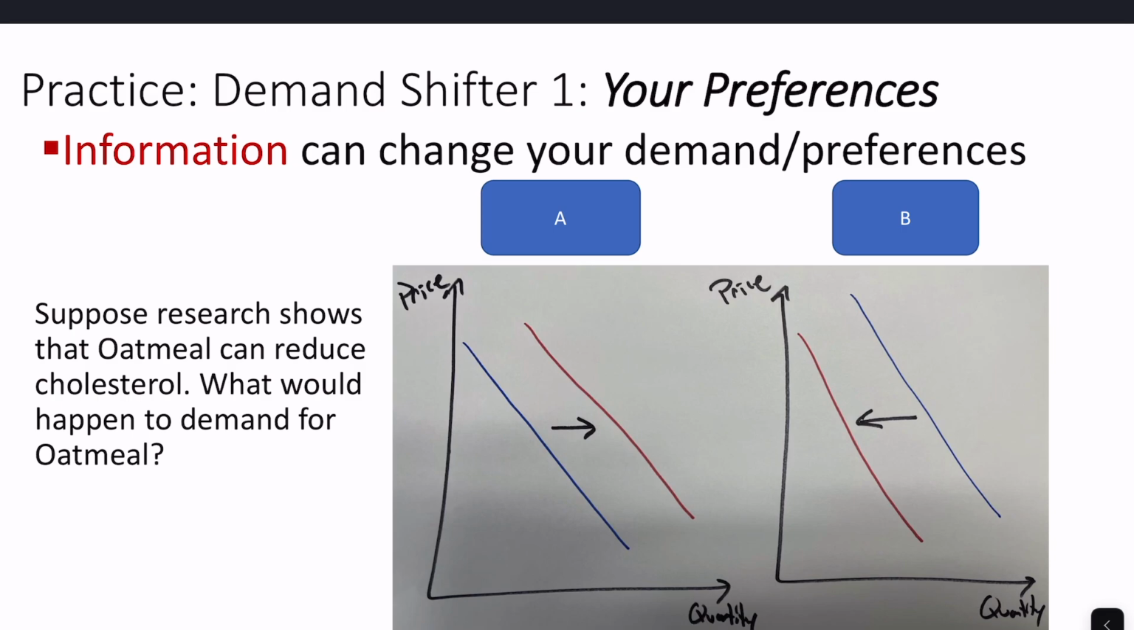So in this example here, let's suppose that research shows that oatmeal can reduce your cholesterol. What do you think would happen to your demand for oatmeal? And so what I would like you to do is take a few seconds, pause here, and decide: would it be more like graph A or more like graph B, where we have that change in demand shifting one direction or the other?